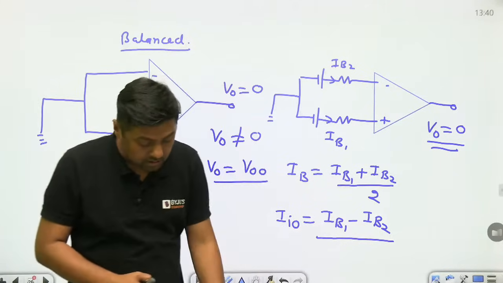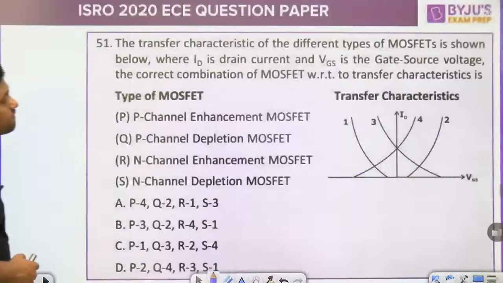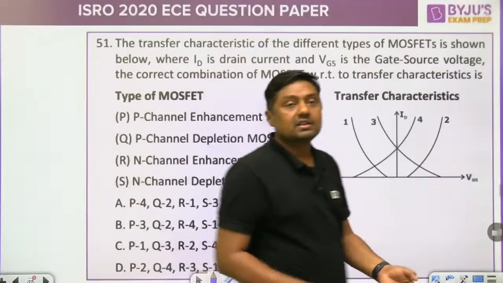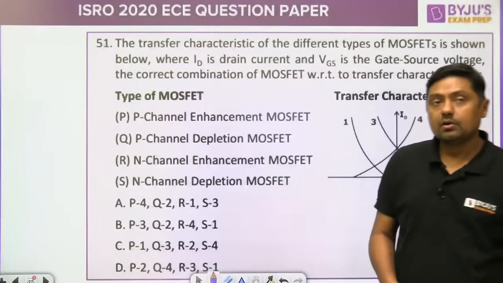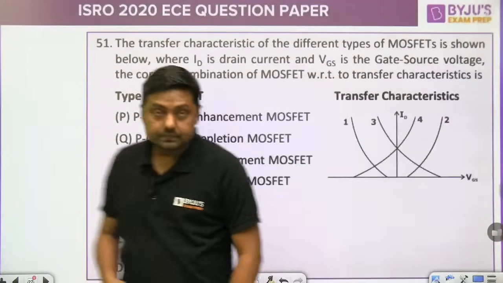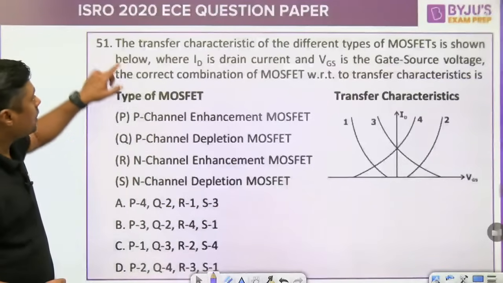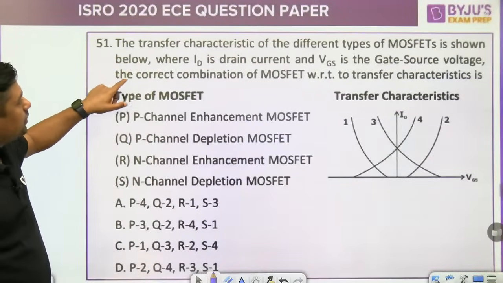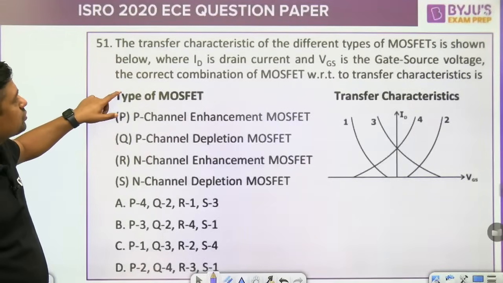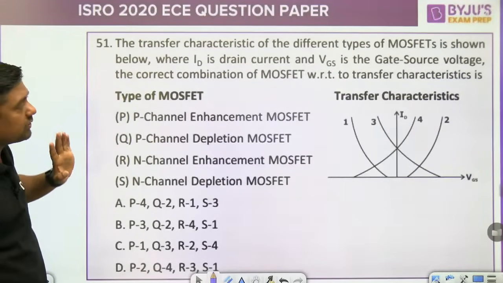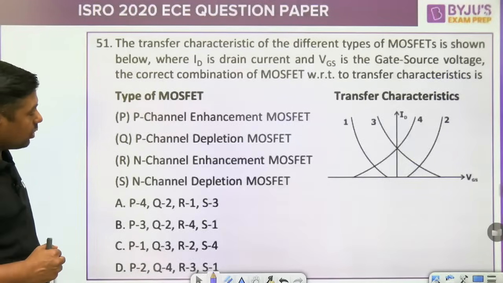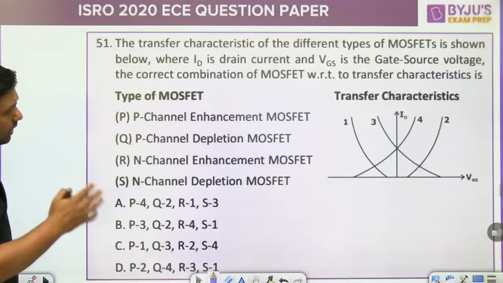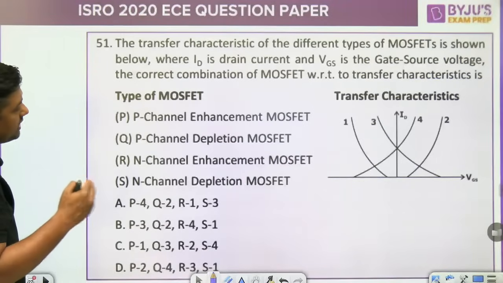Okay, that is another good question. That is on characteristics of the MOSFET, guys. Tell me what is the answer. Transfer characteristics of the different types of MOSFET are shown below, where ID is the drain current and VGS is the gate source voltage. What is the correct combination of the MOSFET with respect to the characteristics? First is what? P channel enhancement MOSFET. Guys, one by one I will explain. The P channel enhancement MOSFET.